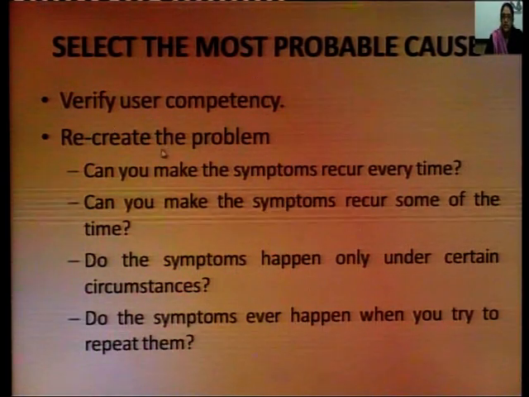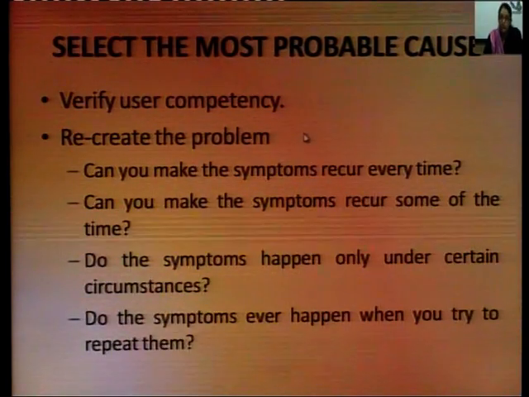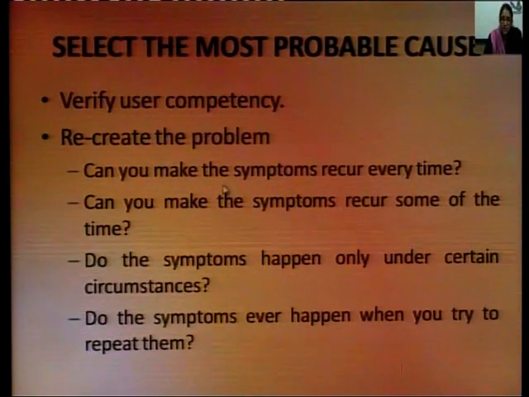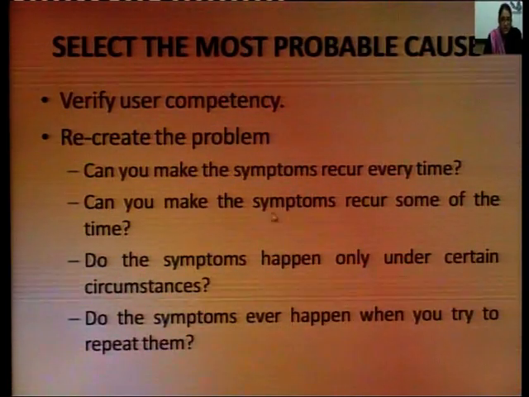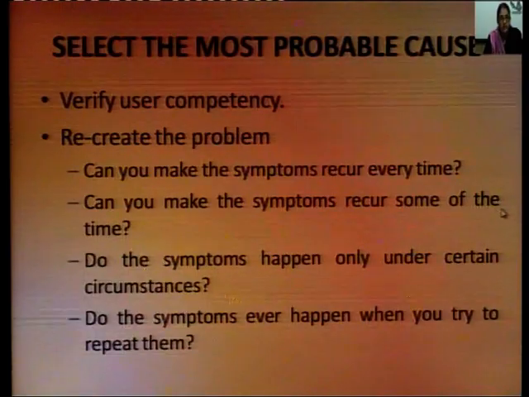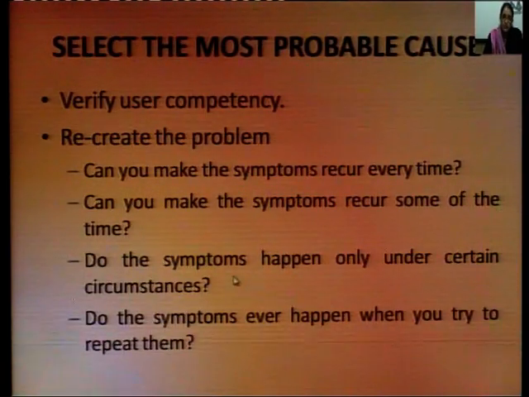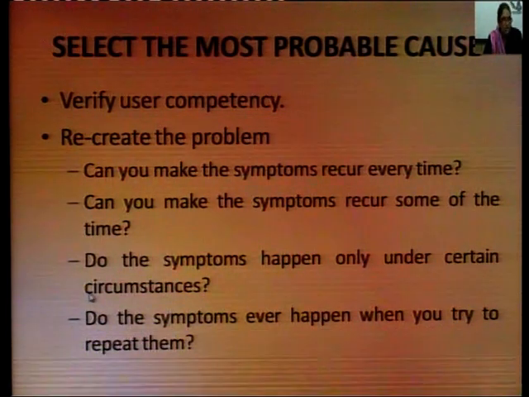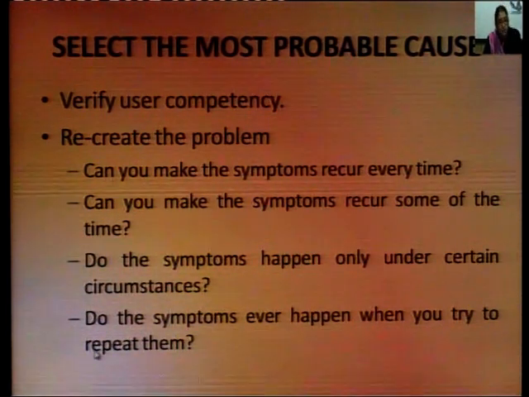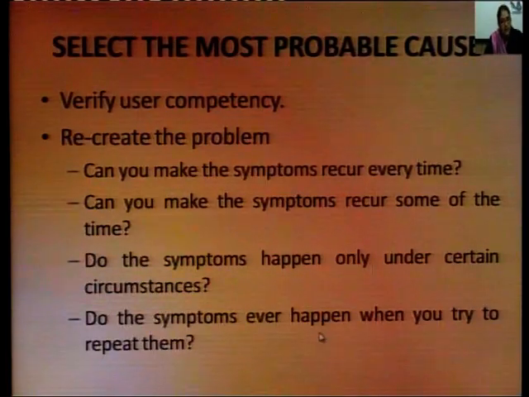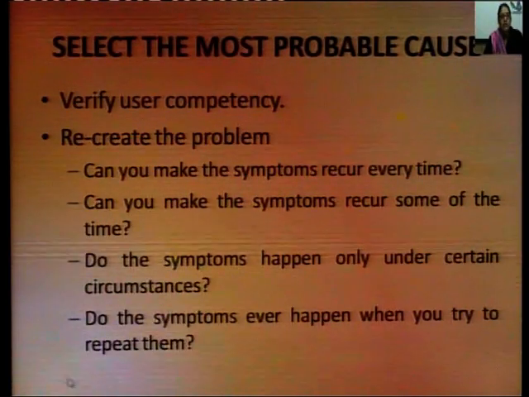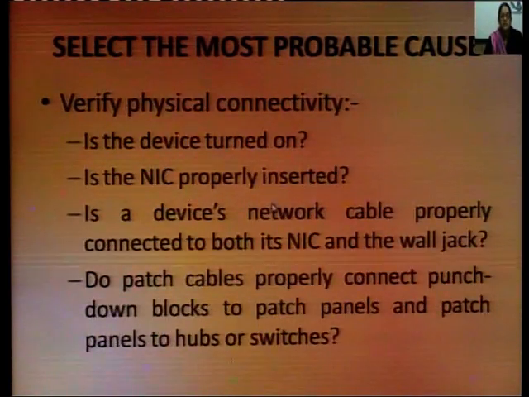You have to recreate the problem by doing the following steps. Can you make the symptoms recur every time? Can you make the symptoms recur some of the time? Do the symptoms happen only under certain circumstances, or do the symptoms ever happen when you try to repeat them? These are the most probable causes of the problem in the system.